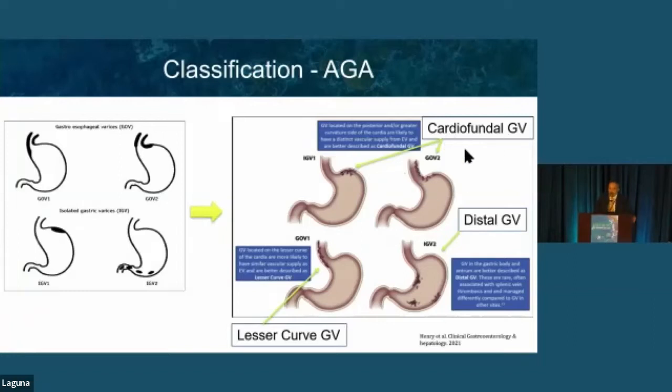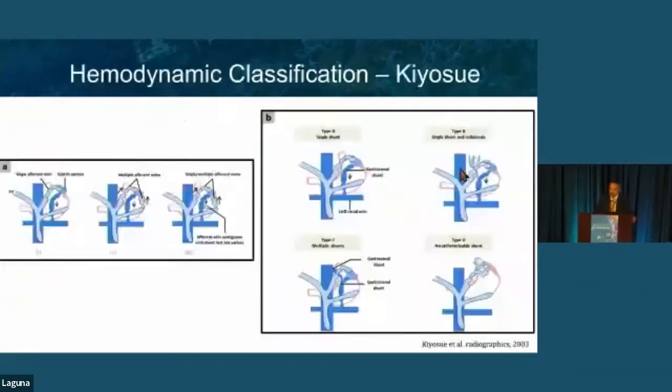And they behave differently. So we'll call these cardiofundal varices. And then these IGV2 are now called distal gastric varices. So really for our sake, in terms of our practice, we're thinking about lesser curve gastric varices that we can treat like esophageal varices. And then we have cardiofundal varices that we're going to treat through endoscopic means.